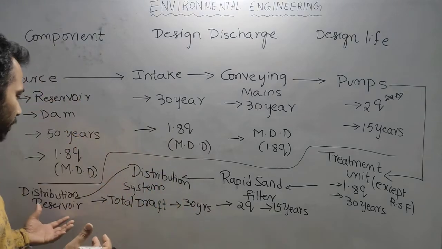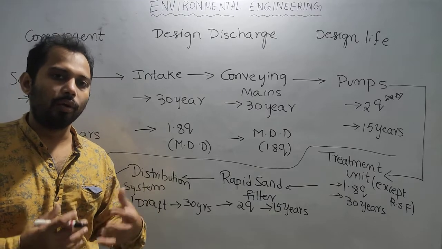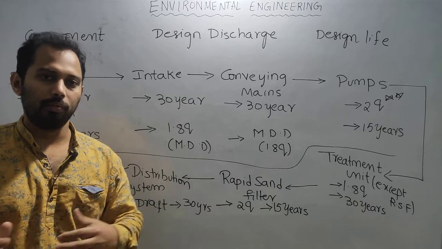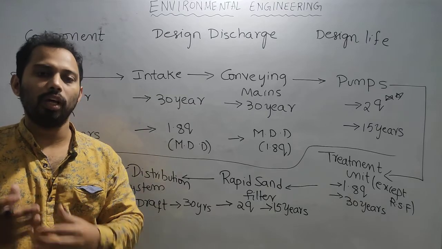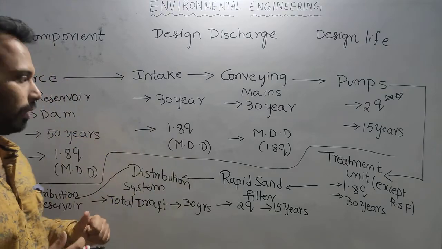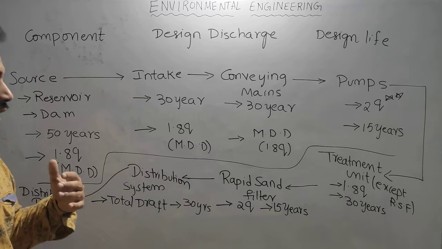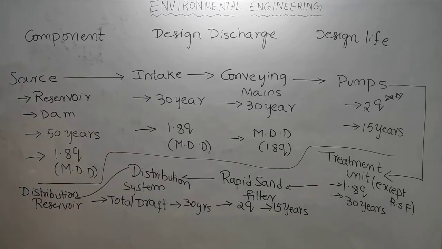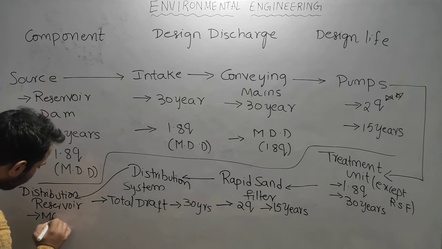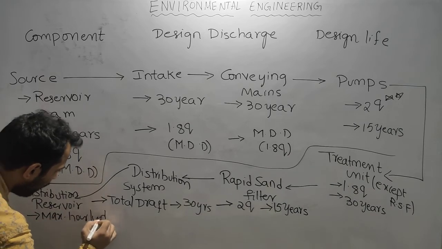So that is why the distribution reservoir takes water on an hourly basis. Wherever there is fluctuation, surplus and deficit are coming; the surplus will go into the reservoir, and the deficit will go from the reservoir. So it works on the principle of hourly volumes. That is why it is designed for maximum hourly demand.